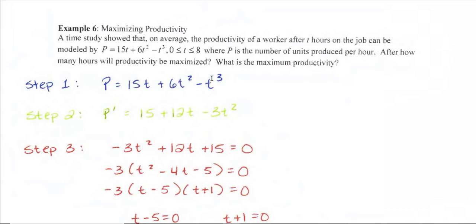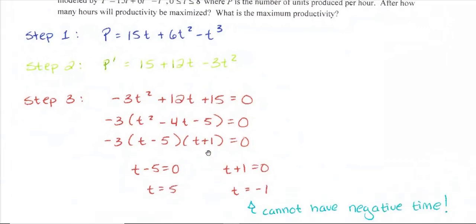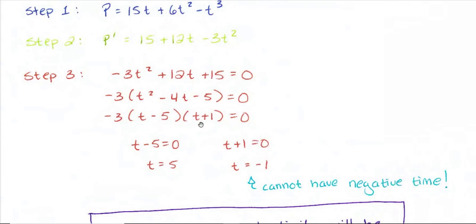Step 1, what's the function we're trying to maximize? Productivity, it was given to us. Great. Step 2, take the derivative: 15 plus 12t minus 3t squared. Step 3, set the derivative equal to 0 and factor. I pulled out a negative 3, and then I factored into t minus 5 and t plus 1. Set each of those factors equal to 0, and we get t equals 5 and t equals negative 1.